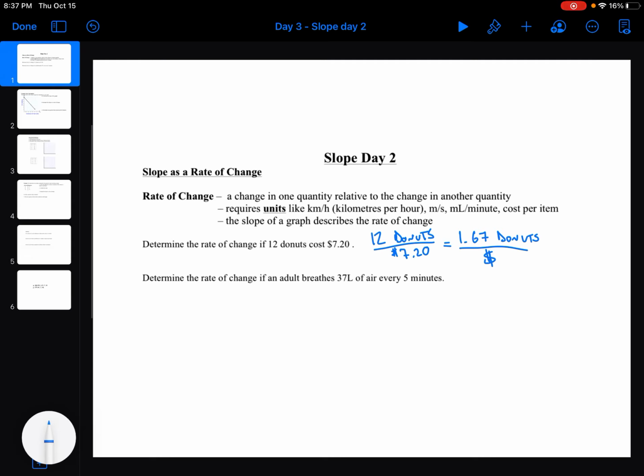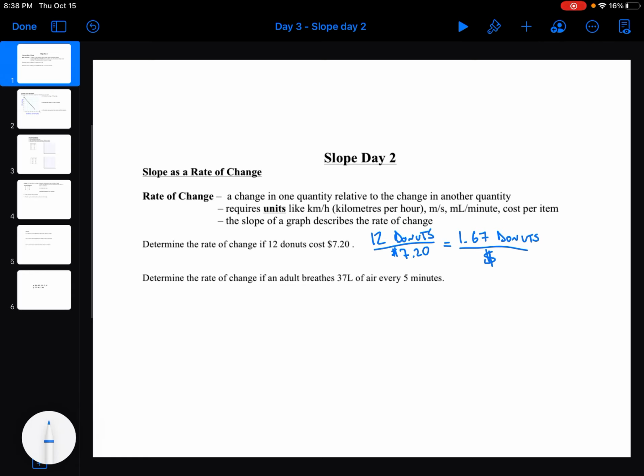Okay, now I could switch that around and I could say 720 divided by 12, and I could say that it's 60 cents per donut. It depends on how you're looking at it. Both of them would be correct because we haven't established which one's dependent and independent. We haven't said like you have X amount of dollars, what are you finding, or how many donuts can you get with this.